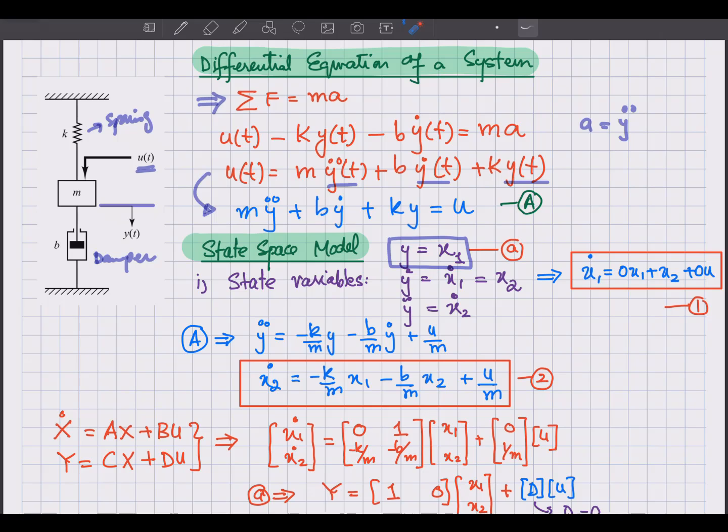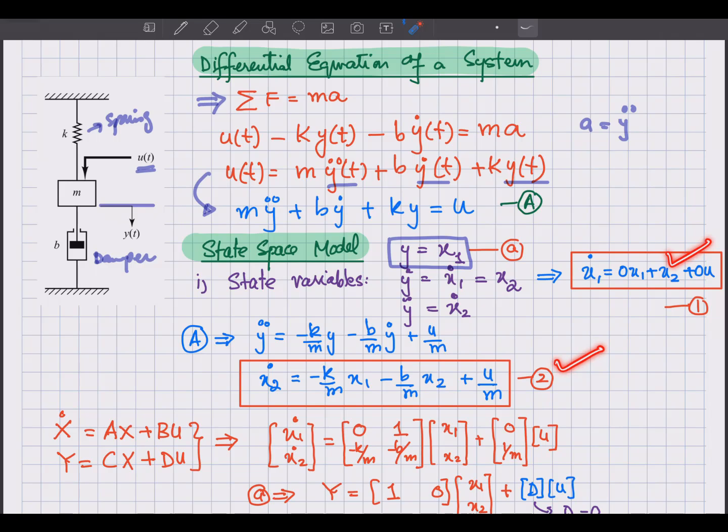and the second equation can be written taking this equation a. So from this equation I can write that y double dot is equal to minus k by m into y minus b by m into y dot plus u by m. So using the definition of the state variables x1 and x2 and x2 dot, I can write this equation like that, that y double dot is equal to x2 dot, y is equal to x1 and y dot is equal to x2. So we have this equation, that is x2 dot is equal to minus k by m into x1 minus b by m into x2 plus u by m, and this is the first order differential equation.